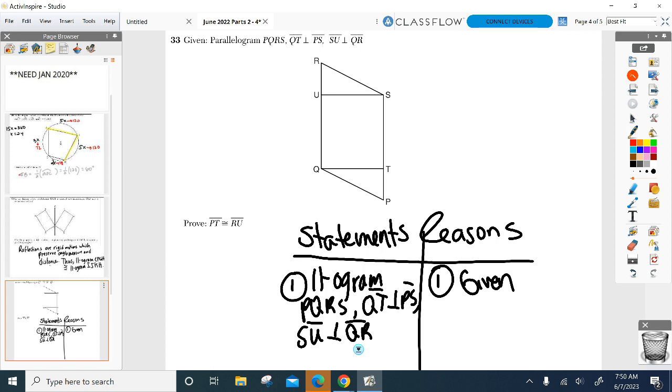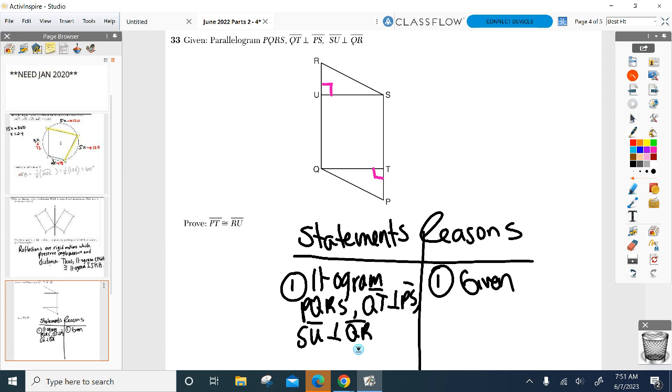And remember, we're still in part 2, correct? Or is this part 3? This is part 2, right? Shouldn't be that bad of a proof. Should be a 13-stepper. All right, or is this part 3? Yeah, part 3. So it's only 4 points. It's not the big dog, so it shouldn't be a 13-stepper. All right, QT perpendicular to PS. So I got right angles, and SU perpendicular to QR, and it's a parallelogram in the middle.